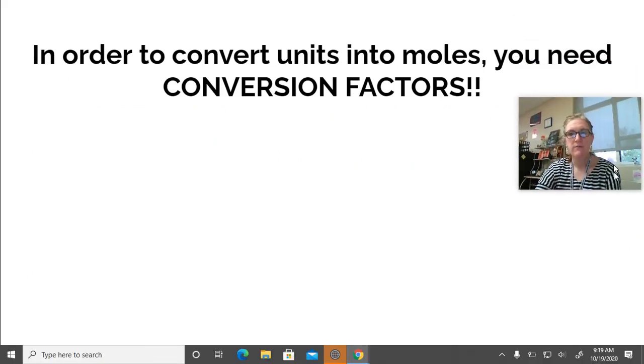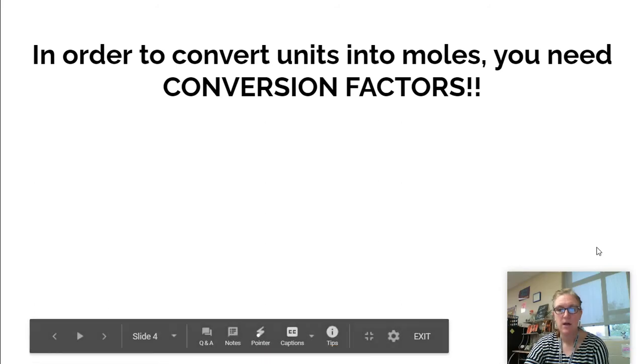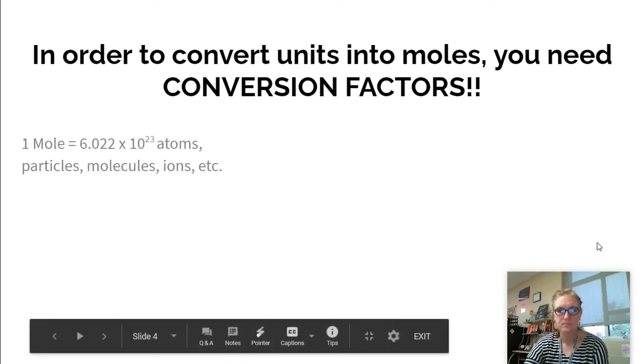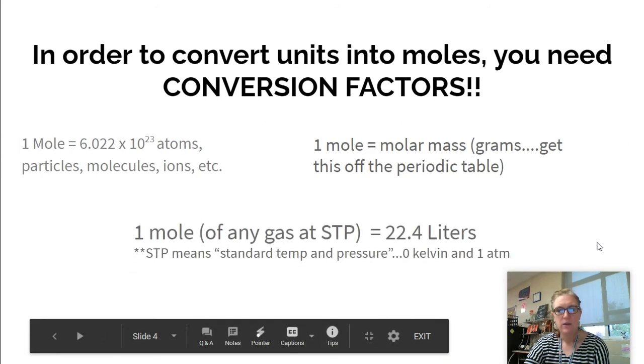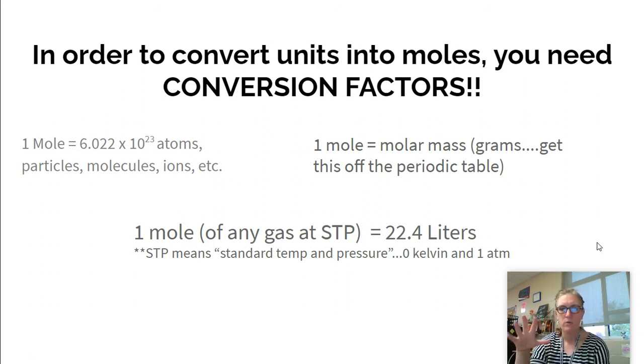In order to convert into moles, you're going to have conversion factors. Okay, so let's take a look at these real quick. You've got 3 main conversion factors. All of these are equivalent values to a mole. You've got 6.02 times 10 to the 23rd atoms. 1 mole is equivalent to molar mass, and 1 mole of any gas at standard temperature and pressure will take up 22.4 liters of space. These are conversion factors that the kids wrote down today. These are the conversion factors that you're going to need this week.